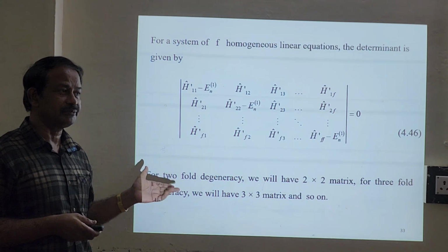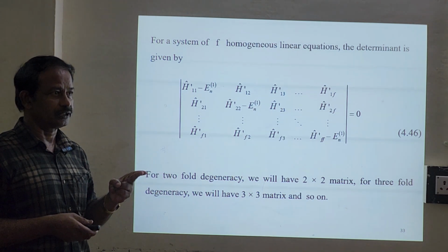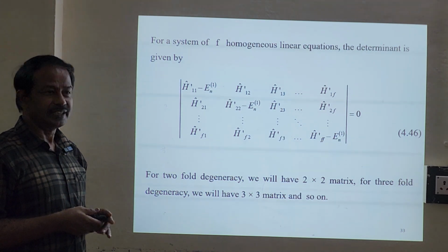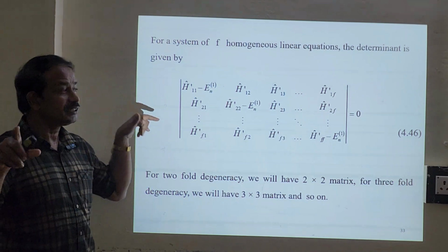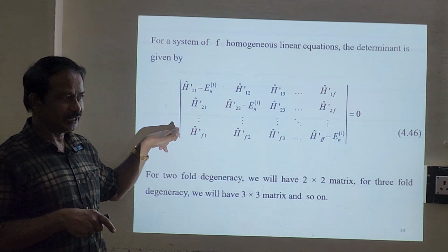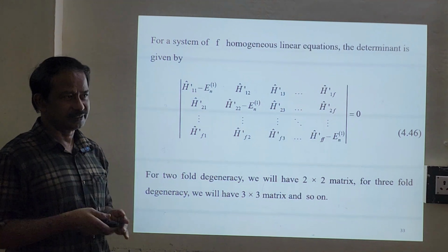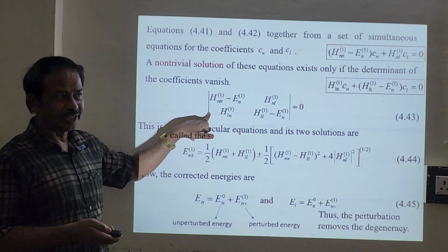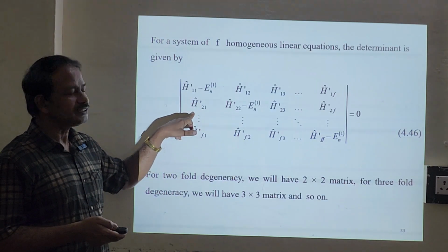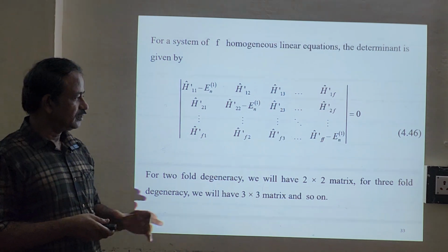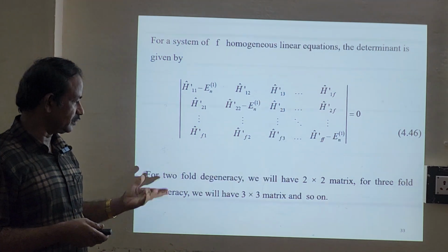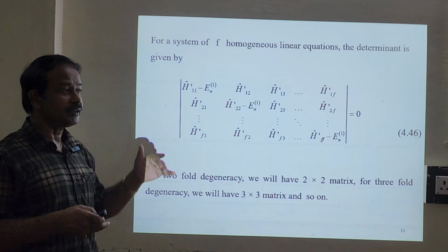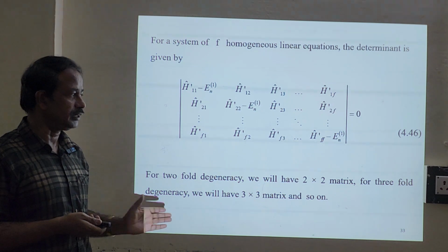So far we have studied only two-fold degeneracy. For an N level system with F homogeneous linear equations, F-fold, the determinant should be equal to 0. This is for F levels; this is for 2 levels, two-fold degeneracy. It doesn't matter whether N level or F level. We can apply a 2 by 2 matrix for 2-fold degeneracy, or a 3 by 3 matrix for 3-fold degeneracy. For F levels we have an F by F matrix for F-fold degeneracy.